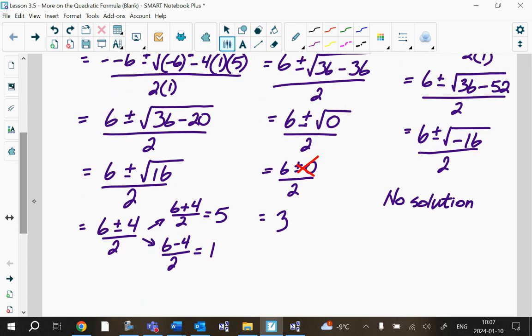Okay, I'm going to ask you to think now. Let's say I didn't want to know what the answers were. I just wanted to know how many there were. What part of the quadratic formula could you look at to tell me the answer right away? What part tells me whether there's 2 answers, 1 answer, or no answers?